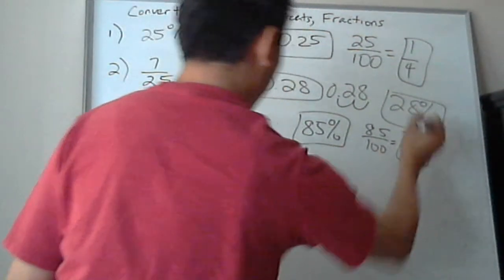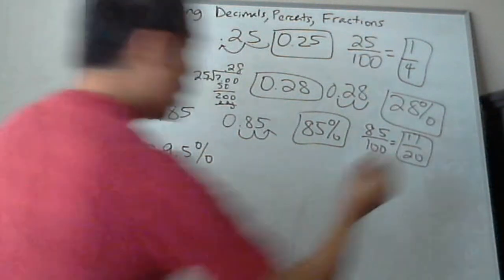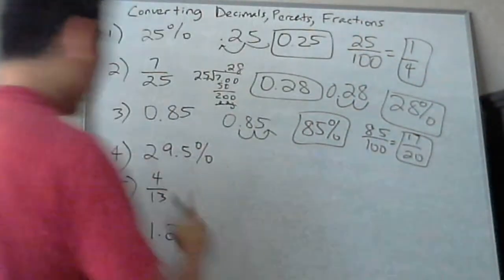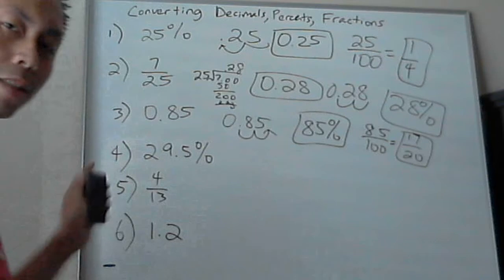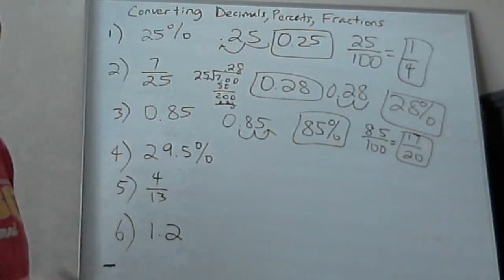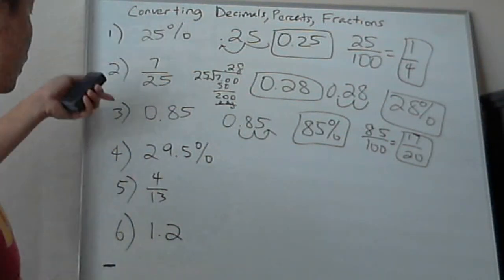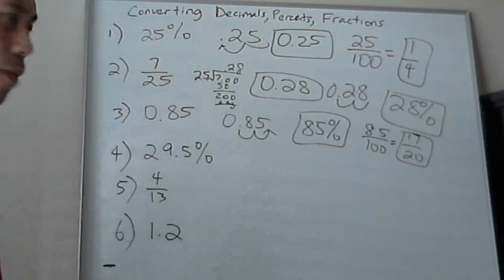And that is the answer for this. 17 over 20. So we're going to get into the next problems, and you'll see they're a little more challenging, which is a good thing because most people can probably do this, but when they see this, they're like, oh, the numbers aren't familiar anymore.